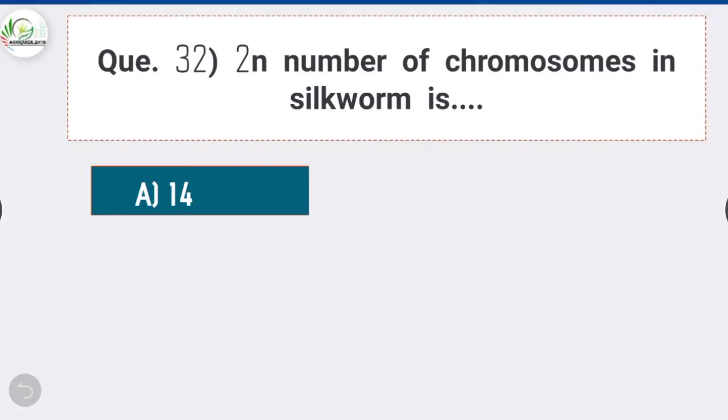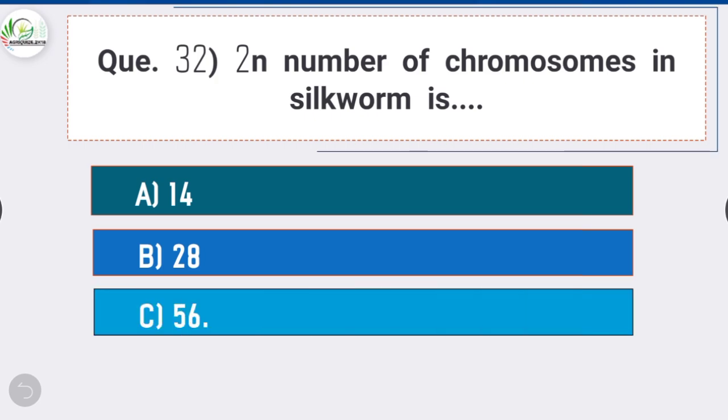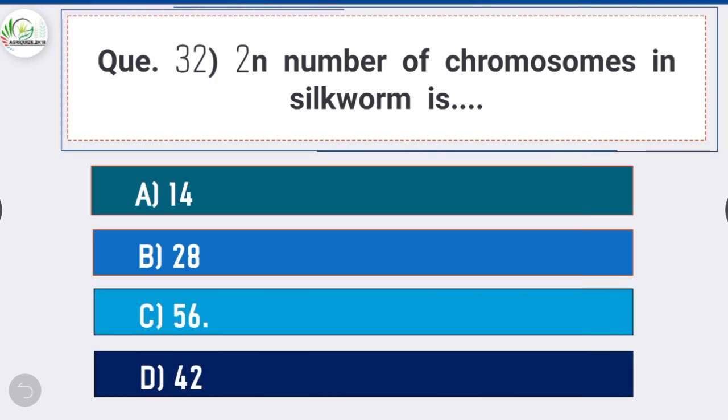Question number 32. Diploid number of chromosomes in silkworm is, and the correct answer is 56. Diploid number of chromosomes in silkworm is 2n equals 56.